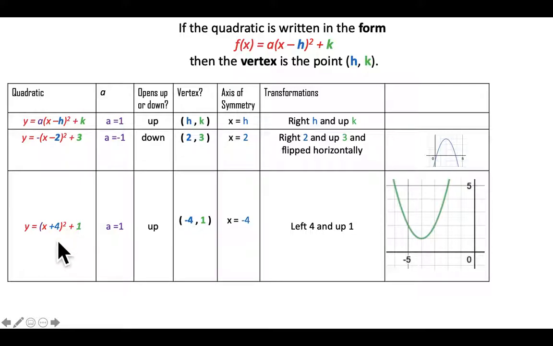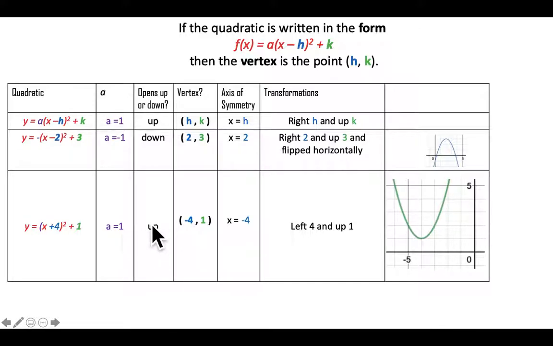All right, so on the next one, y equals x plus 4 squared plus 1. Notice we have an a equals 1 here, so that means that we're going to have a parabola that opens up. When there's no negative in front, then it opens upward. It doesn't flip, because remember, a negative in front will flip it. So if it's a positive number, then we know we have a smiling parabola.